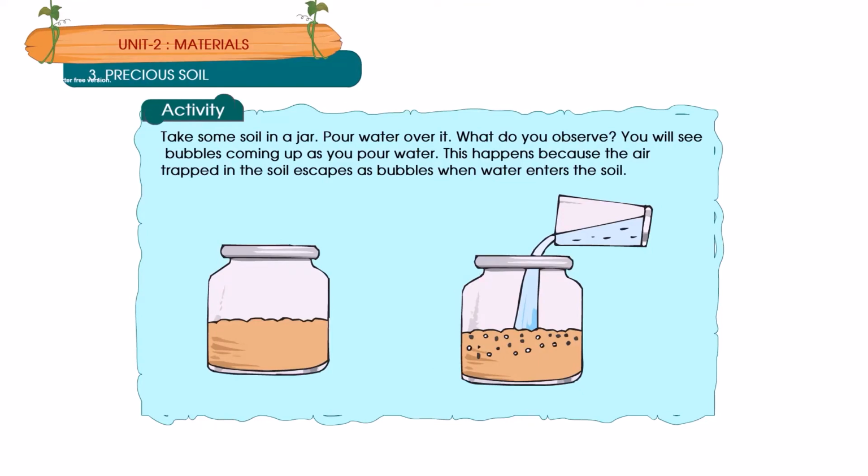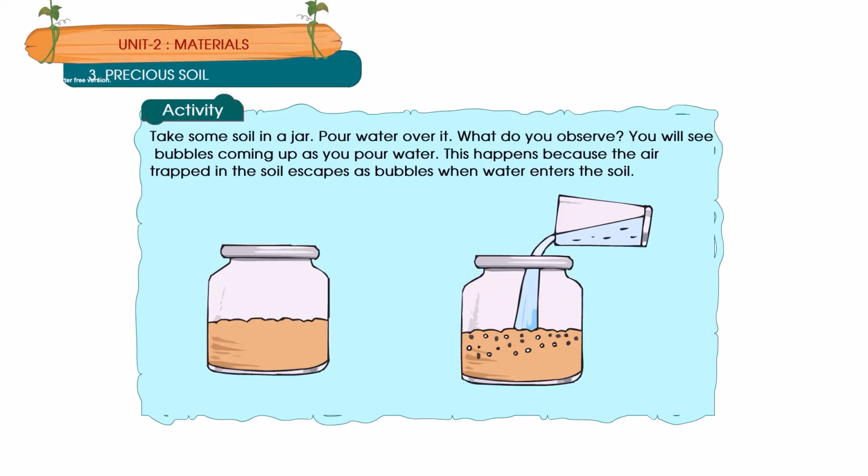Activity. Take some soil in a jar. Pour water over it. What do you observe? You will see bubbles coming up as you pour water. This happens because the air trapped in the soil escapes as bubbles when water enters the soil.